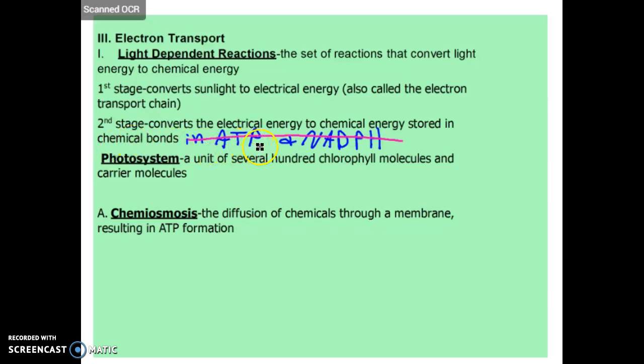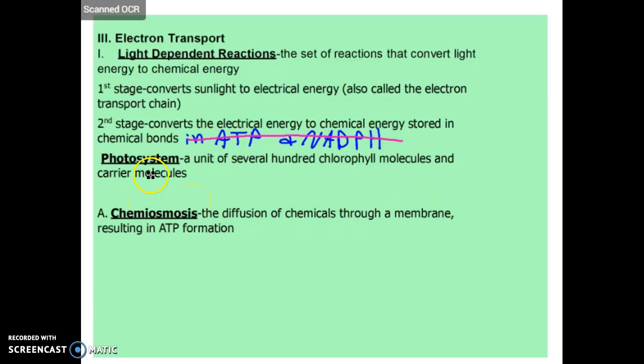So that second stage stores it into chemical energy in chemical bonds. So actually in photosynthesis, we do get a little bit of ATP made, but you don't have to write these down. That's why I have them crossed out, but I want to remember to talk about them. And then NADPH is another one.